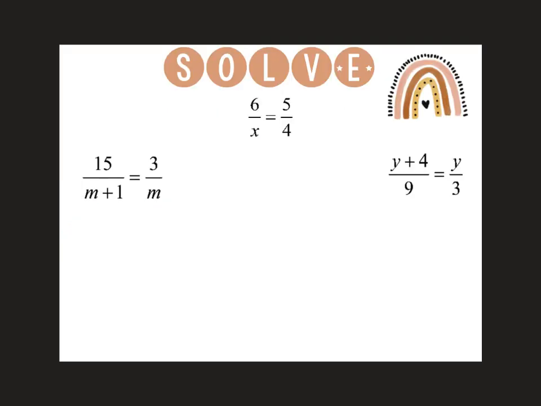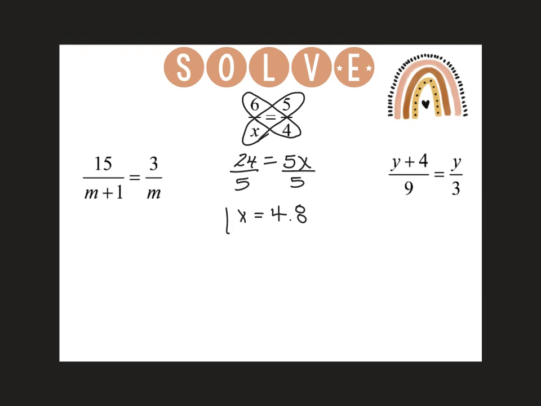So we're going to use this. I'm just going to start up top. We would do 6 times 4, which is 24. We would do 5 times x, which is 5x. You would divide both sides by 5. When you divide, you would get 4.8. It's completely fine to get decimals. Just if you do get a decimal, I don't recommend rounding it. I would just leave it as is. So this one happened to just be 4.8.